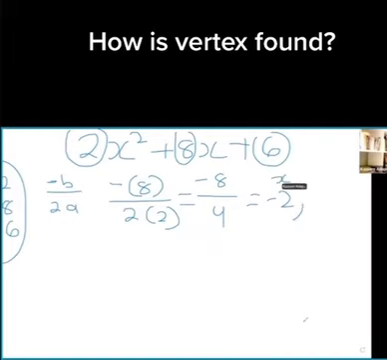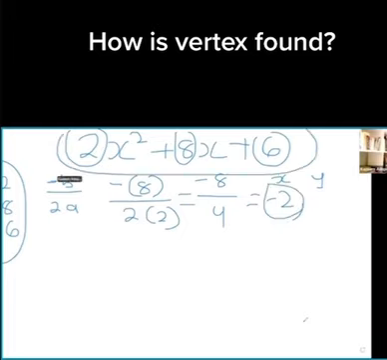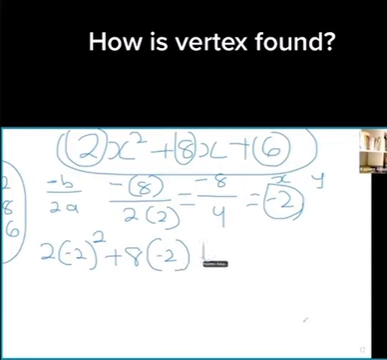We still have to get the y. We don't know what the y is. To get the y, we have to plug this negative 2 into the expression over here. So we have 2, open a parentheses, and our x is negative 2, close it up, raised to the power 2, plus 8, and then we plug in our x, which is negative 2, and then plus 6.